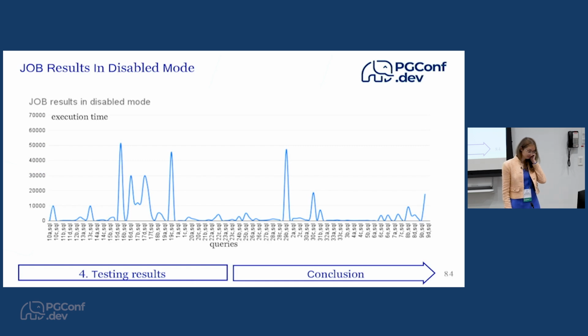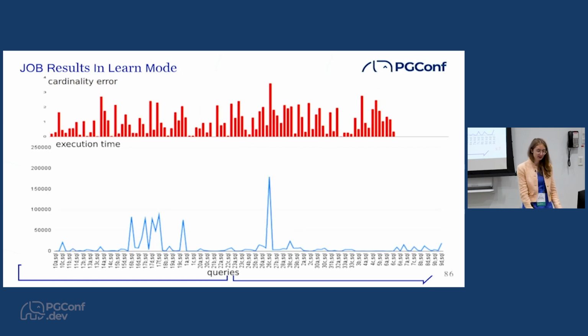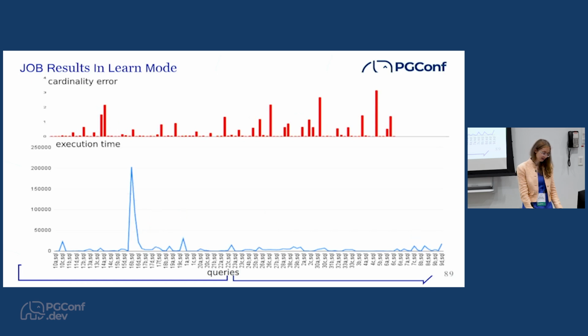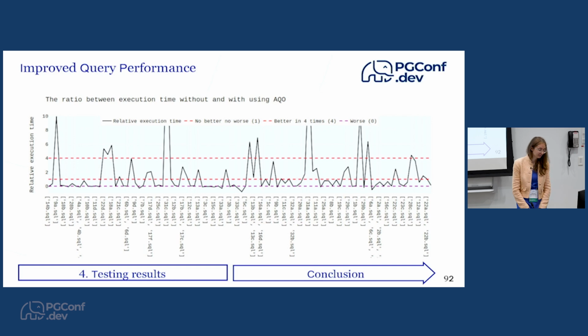So in disabled mode, execution time is high and stable, while in learn mode, execution time was volatile, but you can see that cardinality error was dropping, and finally it reaches about 0 value for all queries. And this diagram shows the difference between execution time without a QO and with it. So original version of PostgreSQL and patched one with a QO.